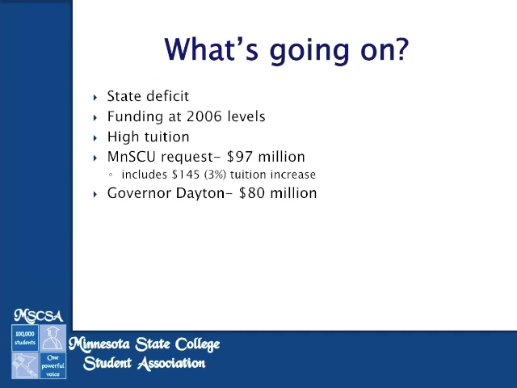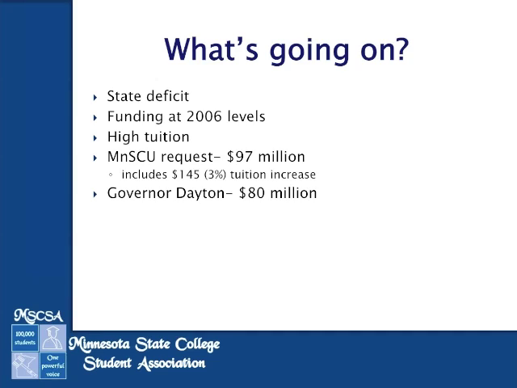So MnSCU submitted their request of $97 million. Just this week, Governor Dayton released his budget recommendation to the legislature. And in that budget recommendation, he also proposed providing the MnSCU system with additional funds. So he proposed giving MnSCU $80 million in additional state appropriations over the next 2 years. So that's $17 million less than the system has requested, but it's still a large chunk of new money after several years of cuts to the system. So that's something that could positively impact tuition rates in our campuses.